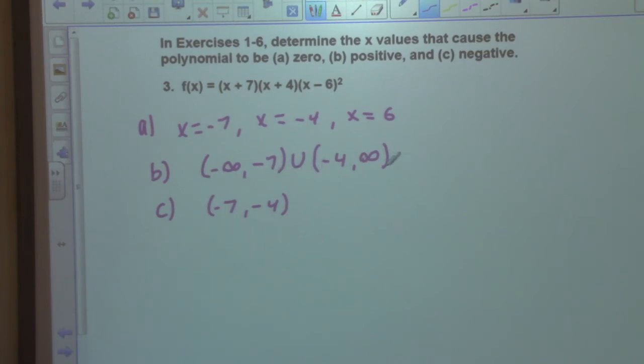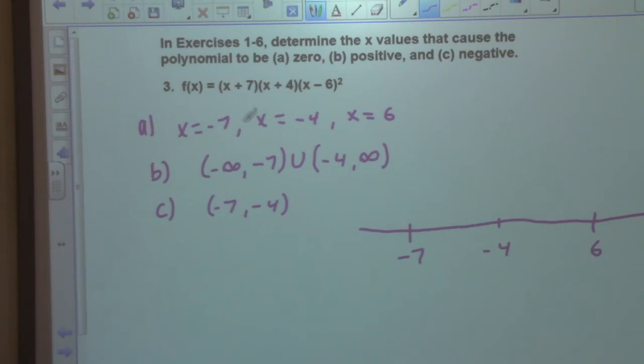How come 6 is not here? I don't see 6 anywhere here. Okay. This is one that's a little tricky, so let's work it. When you put these right here like this, you have -7, -4, and you have 6, right?